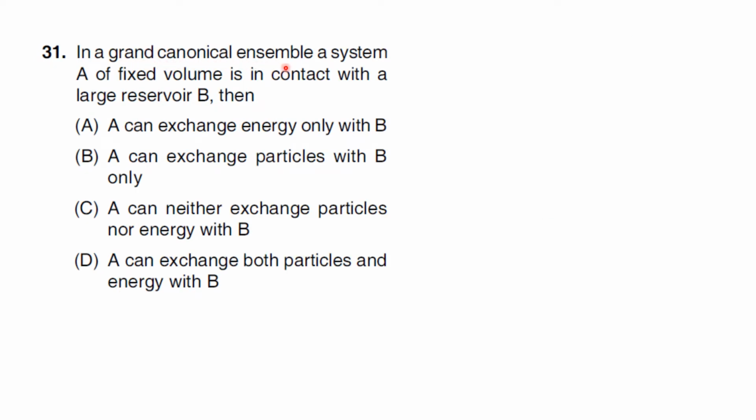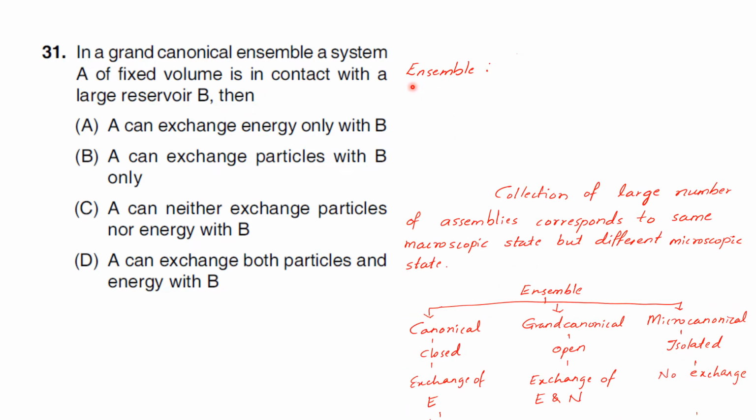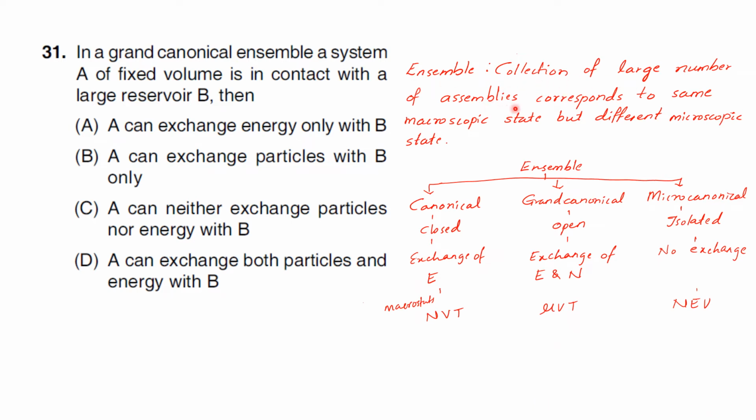In a grand canonical ensemble, a system A of fixed volume is in contact with a large reservoir B. Now let us see what is an ensemble. Collection of a large number of assemblies corresponding to the same macroscopic state but having different microscopic states is said to be an ensemble. So there are three types of ensembles here. One is canonical ensemble, second one is grand canonical, and third one is micro-canonical. Canonical ensemble is closed one. So here it can exchange only energy, not the number of particles.